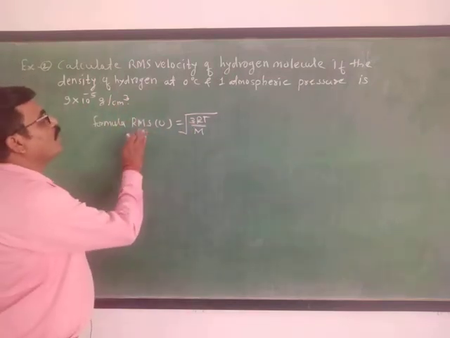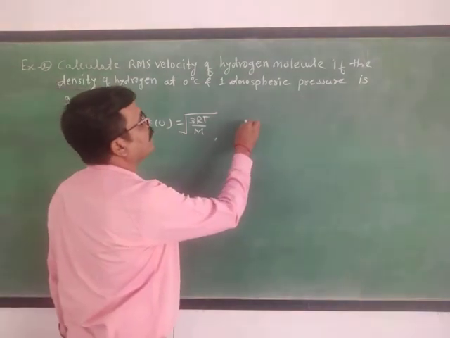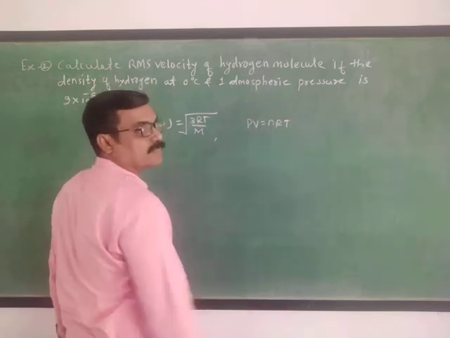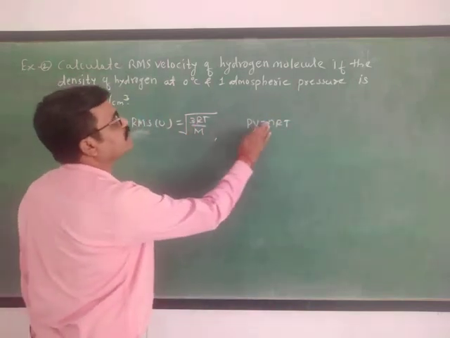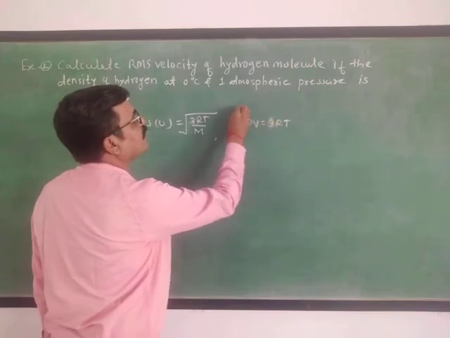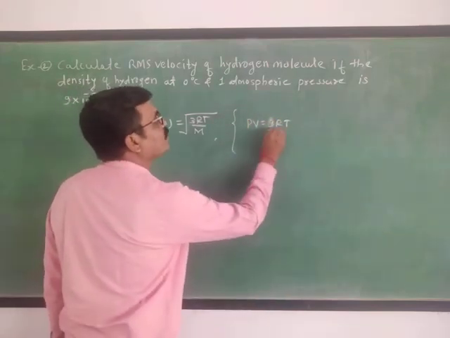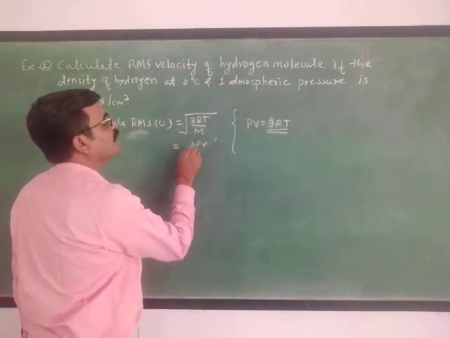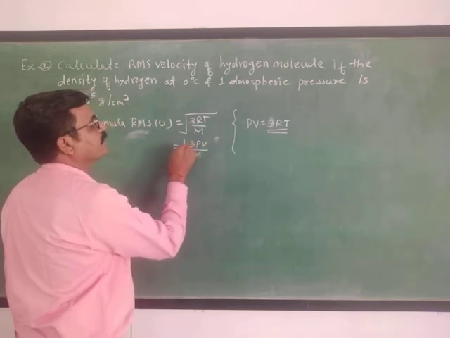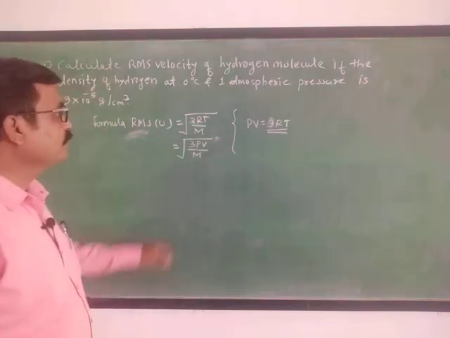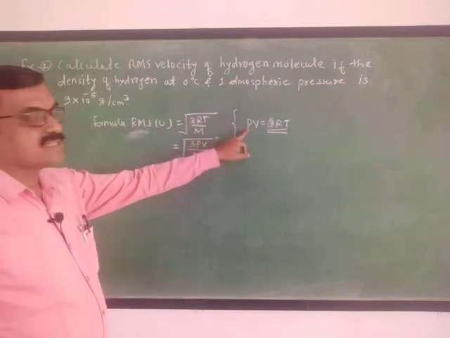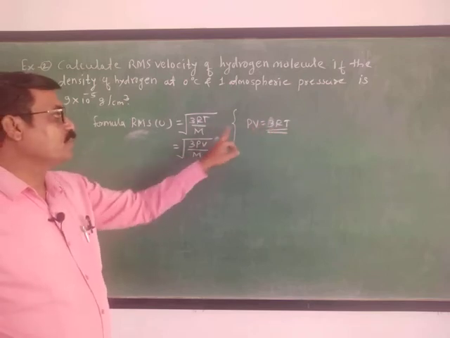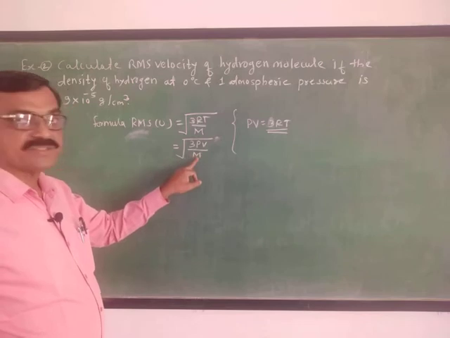You know what the ideal gas equation is? PV equals nRT. But here this 3RT is there. That's why PV equals 3RT, means instead of 3RT we may put PV. That's why root of 3PV upon M. Getting it? Did you understand how the formula got transformed? Because you know the ideal gas equation PV equals 3RT, that's why instead of 3RT it will be PV. The remaining terms remain as they are.